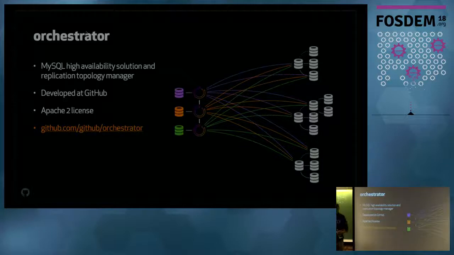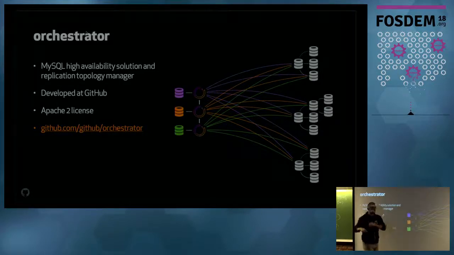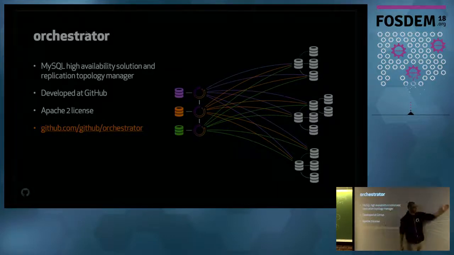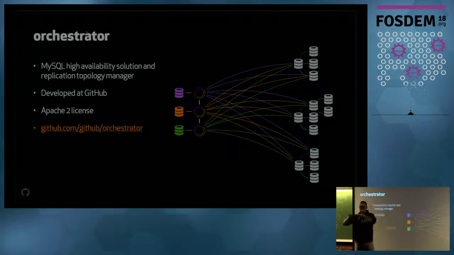What's Orchestrator? Orchestrator is a high availability and replication topology management solution. So it helps us observe and discover our MySQL topologies, replication topologies. It allows us to refactor stuff, like move replicas around. And most importantly for this discussion, it supports failovers. So it maintains the high availability of our servers. If a master dies or an intermediate master dies, Orchestrator will fail over and fix the topology and get us back live. And Orchestrator is open source.